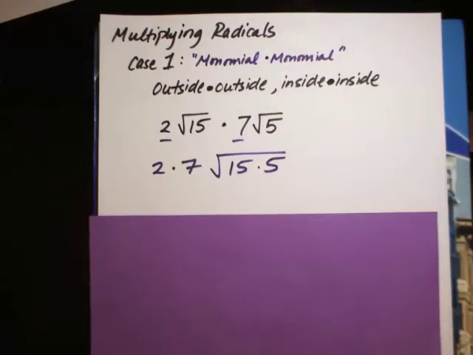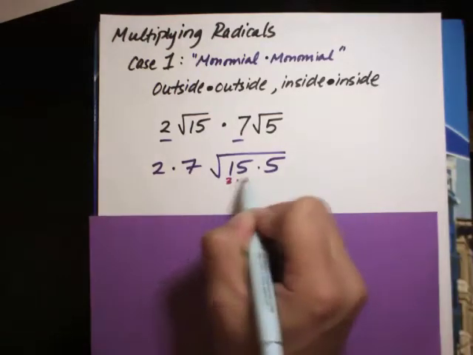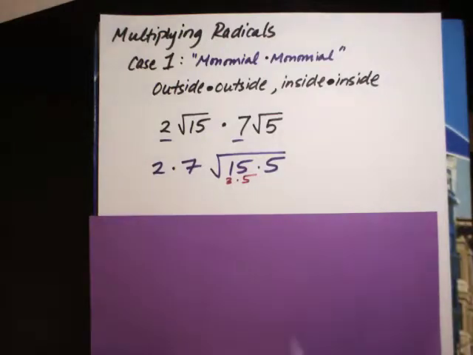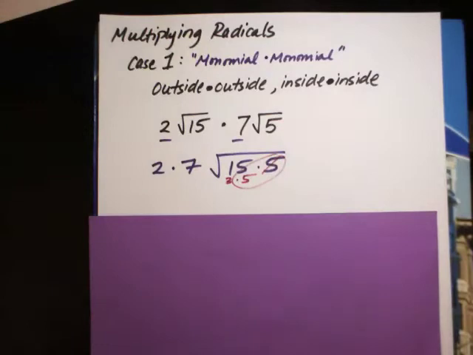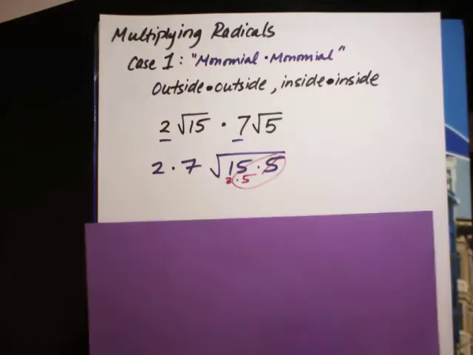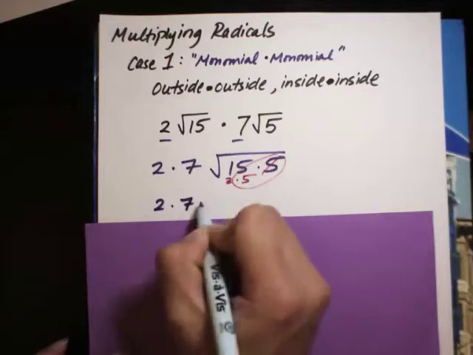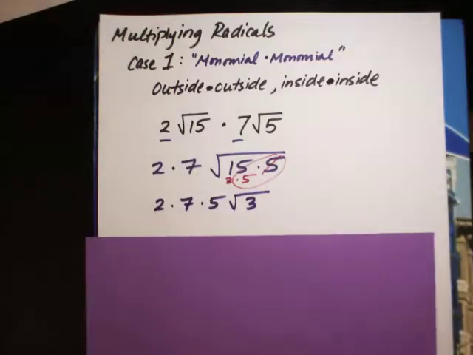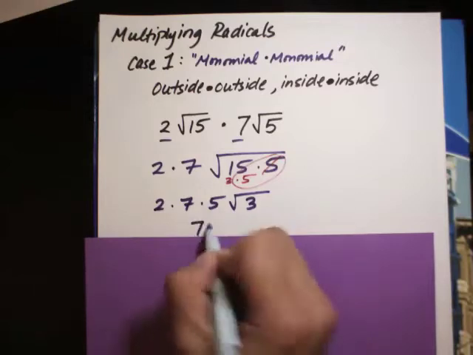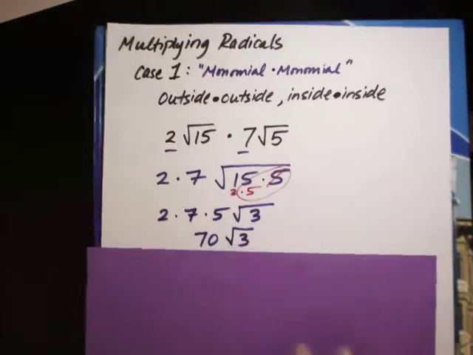And of course, we're always looking for pairs of prime factors. So we know that 15 is the same as 3 times 5. What this does is gives us our pairs. So we're going to cross one out, set the other free. When you set the other free, it comes outside and it will also be multiplied to everything outside. What remains is 3. So we have 70, right? 14 times 5, 70 times radical 3.